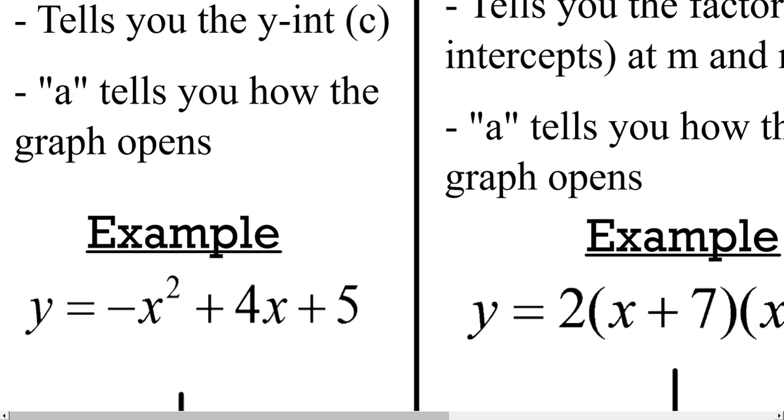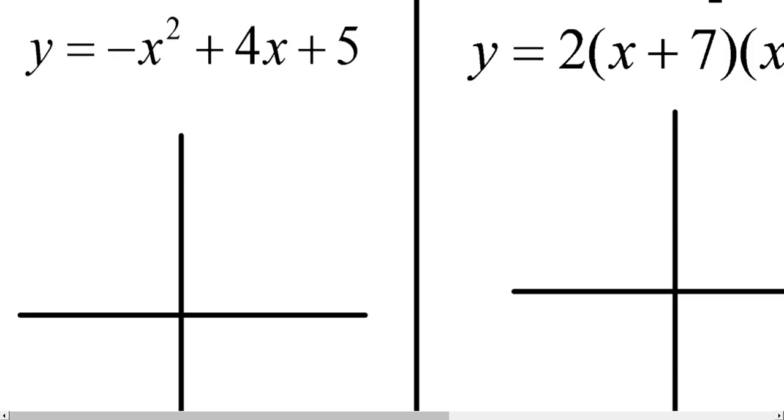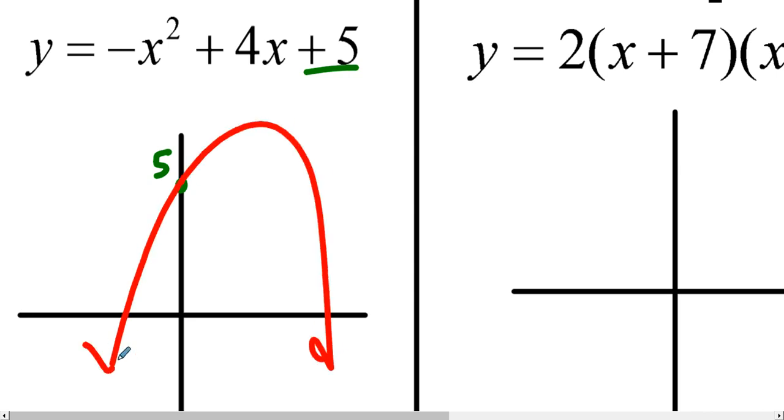An example would be y equals negative x squared plus 4x plus 5. If I look at this, what do I know? I know that the graph has a y-intercept at 5. And the only other thing I know is that the graph is going to open downward. That's it. I don't really even know if it's on the left or the right side of this. I just know it's going to open downward. So it looks something like that.